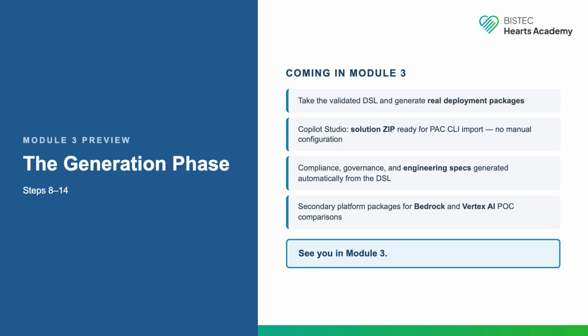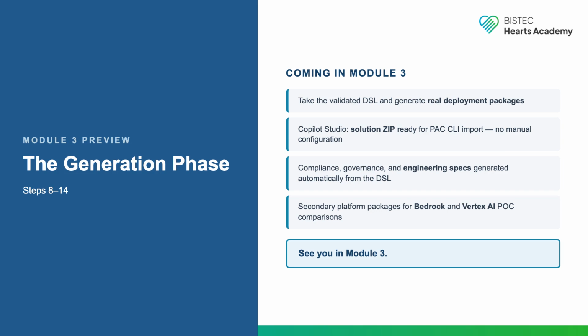The design phase is where you make decisions. The generation phase is where those decisions become deployable software. The quality of what comes out of Module 3 is directly determined by the quality of what you put into the design phase today. Before Module 3, complete the 2 exercises in your session materials.